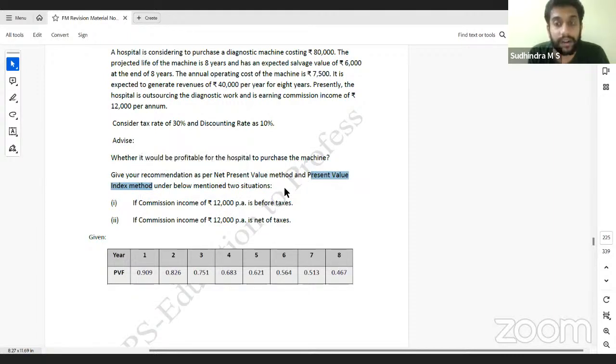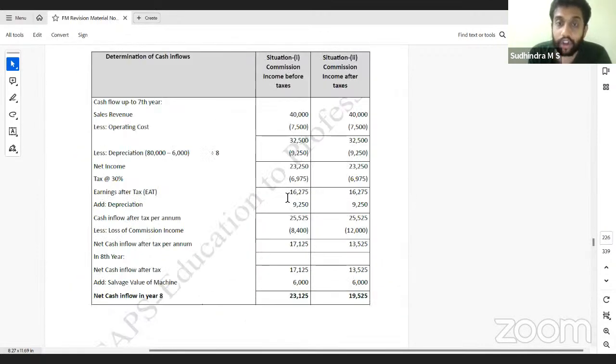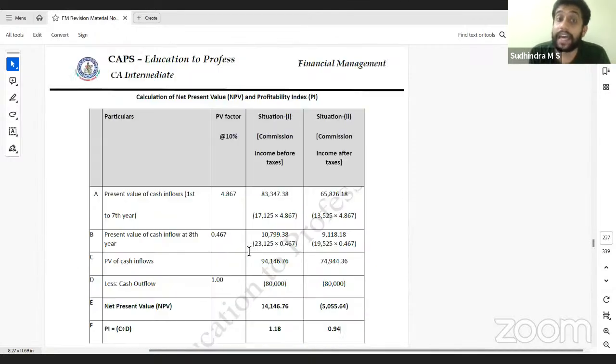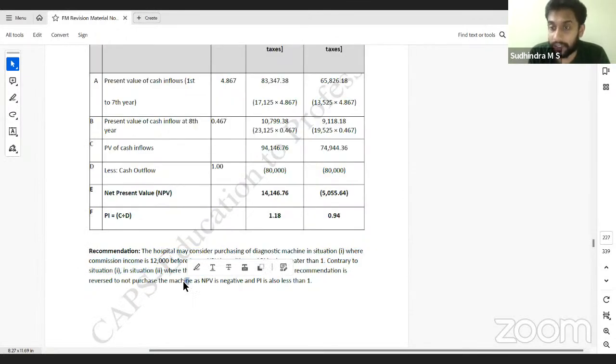What is the present value index method? It is the desirability factor, yes, the profitability index, PI. Present value index, desirability factor, profitability index: there are 3 different terminologies used. So the profitability index is the present value of cash inflow divided by the present value of cash outflow. That gives 1.18 and 0.94. Accordingly, the recommendation is a must.